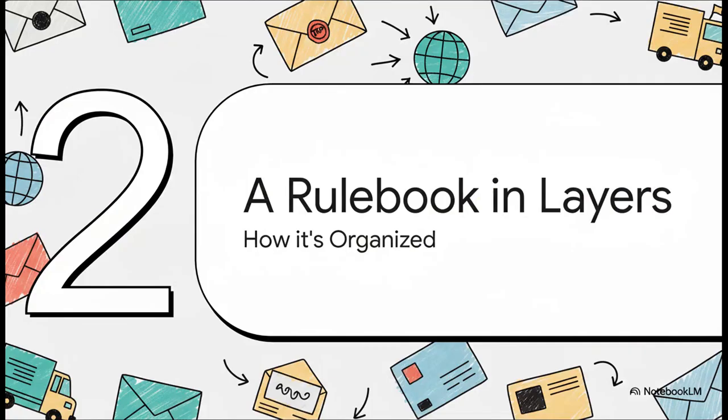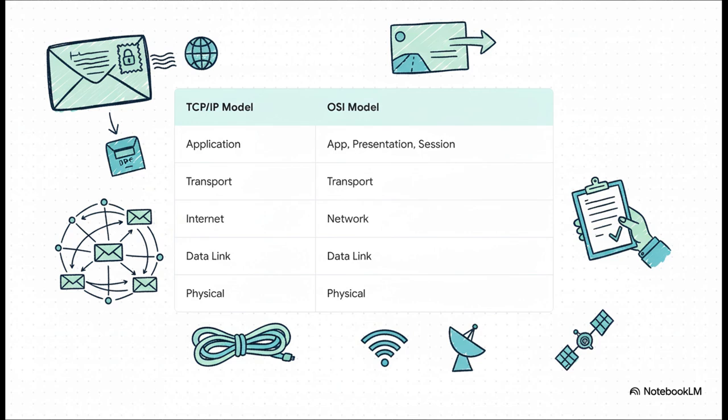Now here's what's really clever. This rulebook isn't just one giant messy document. No way! To keep things organized and manageable, it's broken down into distinct layers, and each layer has a very specific job to do. Kind of like different departments in that postal service we were just talking about. The original blueprint, this conceptual thing called the OSI model, actually had 7 layers. A little complicated. But the internet we actually use runs on a much simpler 5-layer version called TCP/IP.